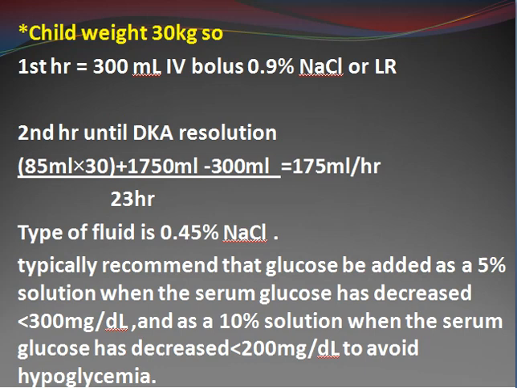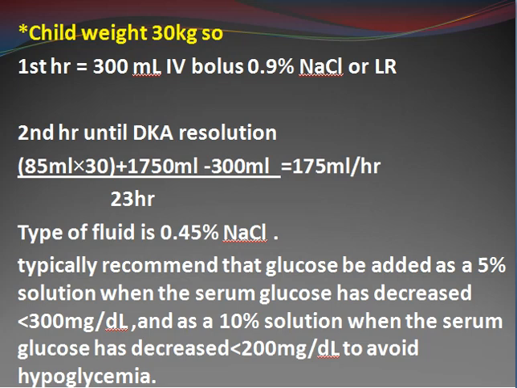So, the child weight is 30. In the first hour, we give him 300 ml intravenously of 0.9% normal saline or Ringer lactate. From the second hour until time of resolution of the DKA, we give the patient according to the equation mentioned previously: 85 ml multiplied by 30, which is the patient weight, plus 1750 ml minus 300 ml, divided by 23 hours, which equals 175 ml per hour.